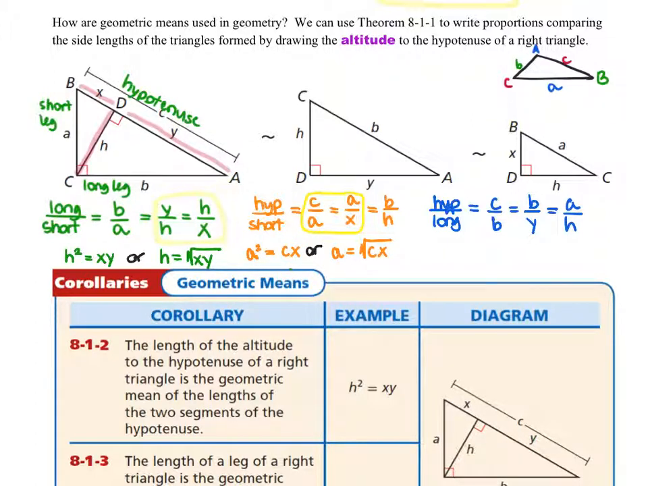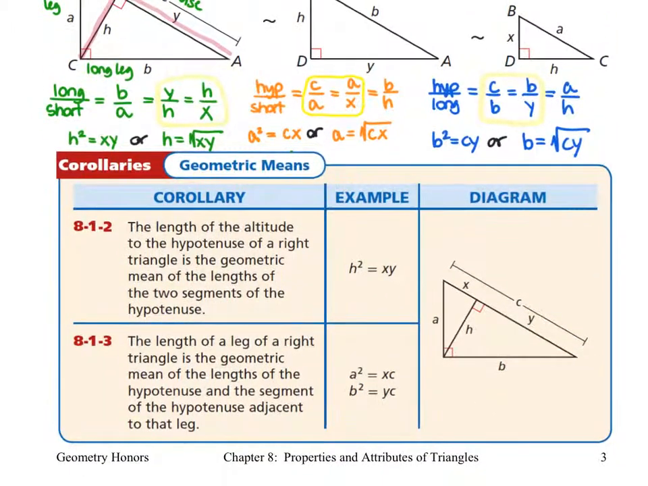But what we notice is B appears in two of the ratios, so we can say that B is the geometric mean of the numbers C and Y, or we can write B squared is equal to C times Y. And if we took that a step further, we would write B is equal to the square root of C times Y. You've seen where all of these relationships come from, and it's all summarized here in the corollary box. I'll let you read those for yourself.